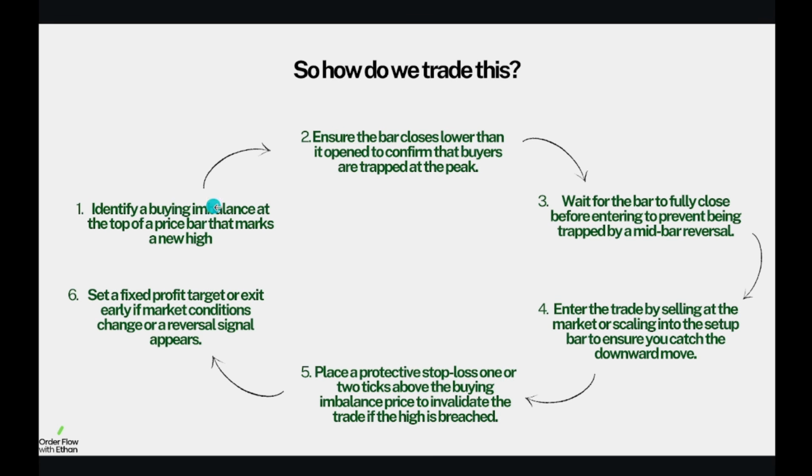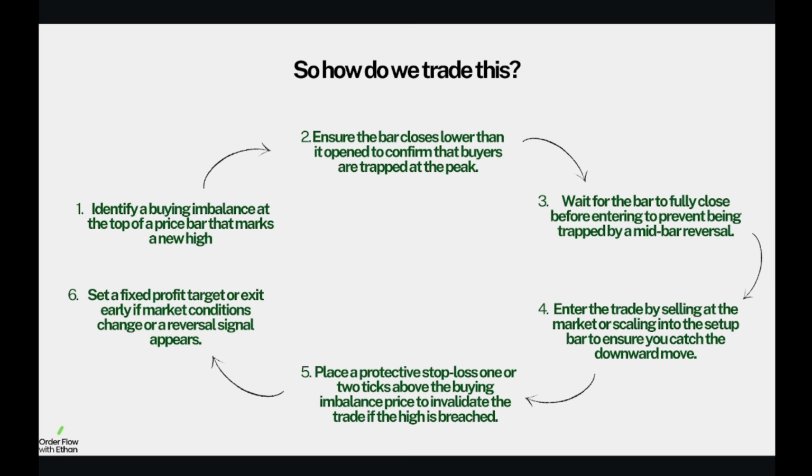First of all, you should identify buying imbalance at the top of a price bar that marks a new high. It shouldn't be the highest of the market, but it could be the high of a swing, for example. Ensure the bar closes lower than it opened to confirm that buyers are trapped at the peak of that candlestick. Wait for the bar to fully close before entering to prevent being trapped by a mid-bar reversal. Enter the trade by selling at the market or scaling into the setup bar to ensure you catch the downward move. Maybe your entry should be at the POC level, and your stop loss should be 2 ticks above the buy imbalance price to invalidate the trade if the high is breached.